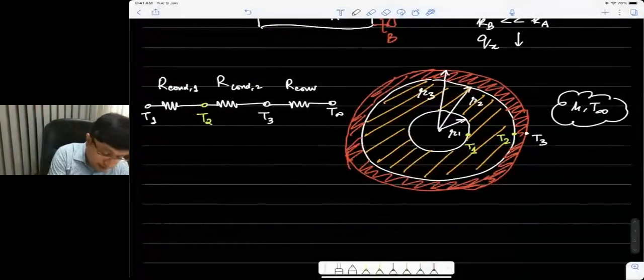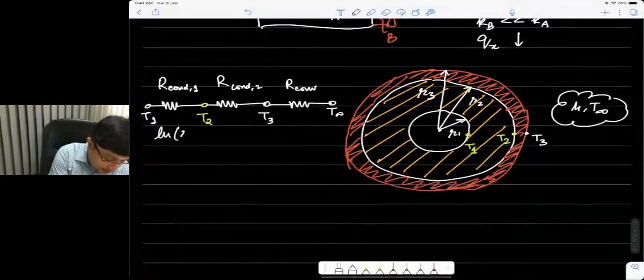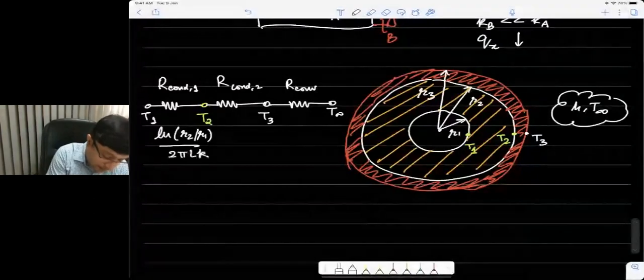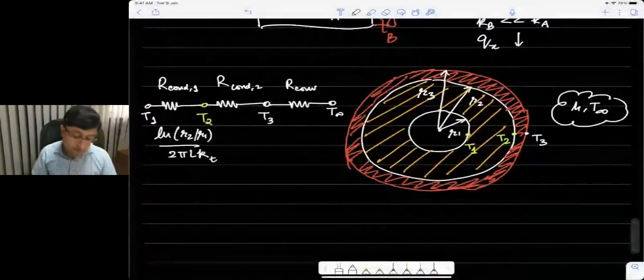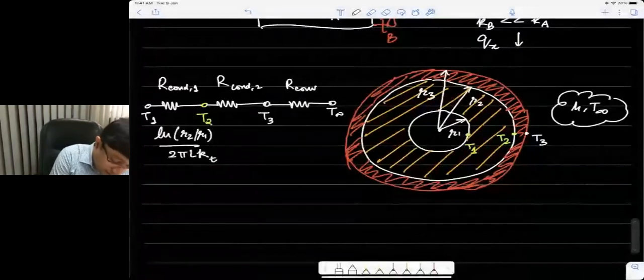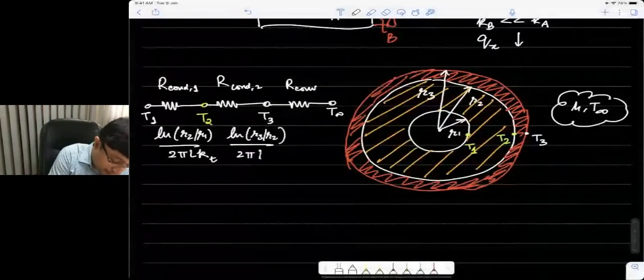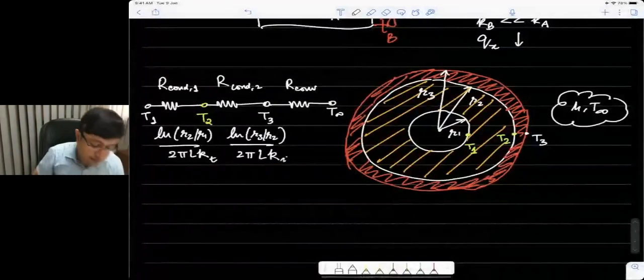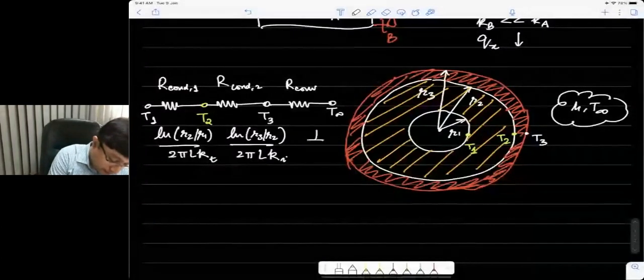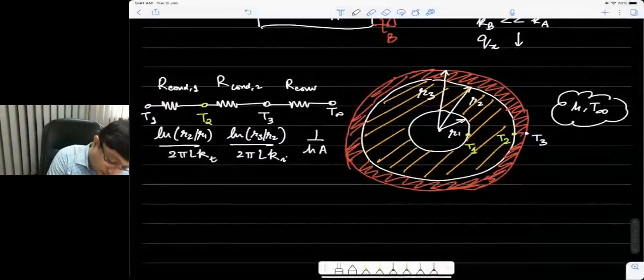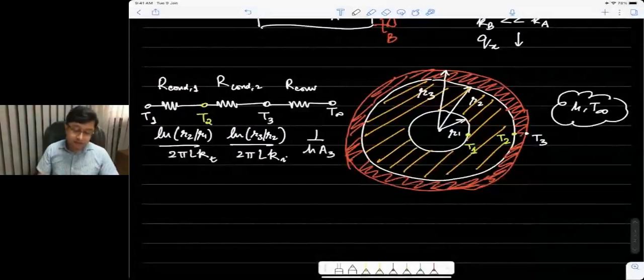So we have the inner conduction resistance, which I can say is log R2 by R1 by 2 pi L K, where K is the conductivity of the tube or the cylinder. Then we have log of R3 by R2 by 2 pi L K of the insulator, which I've added as insulation. And then we have 1 by H A3 as a convection resistance on the outer surface of the insulation.